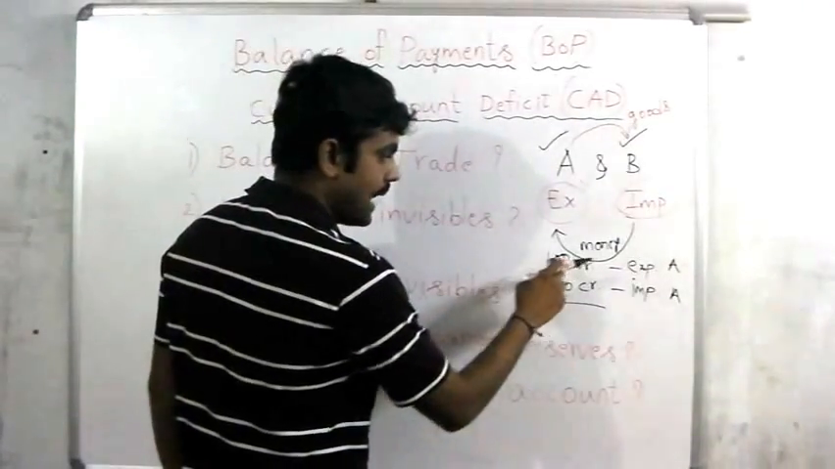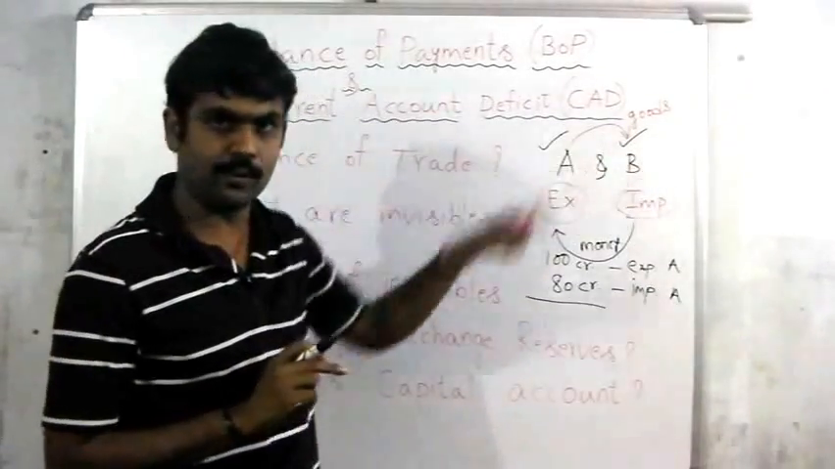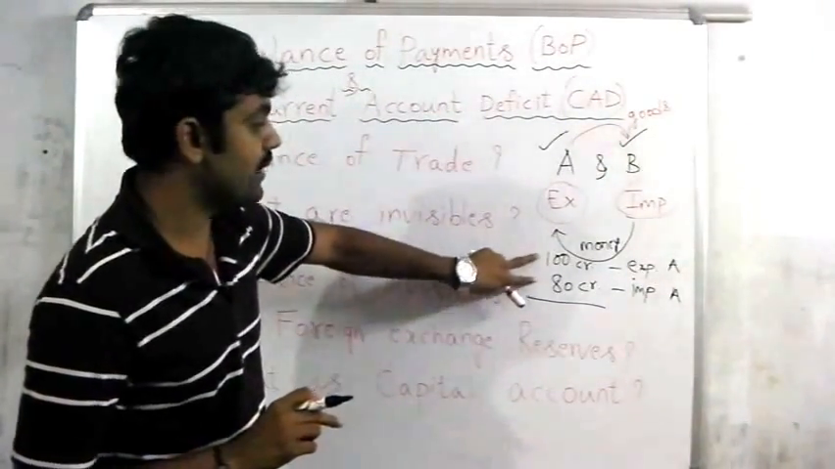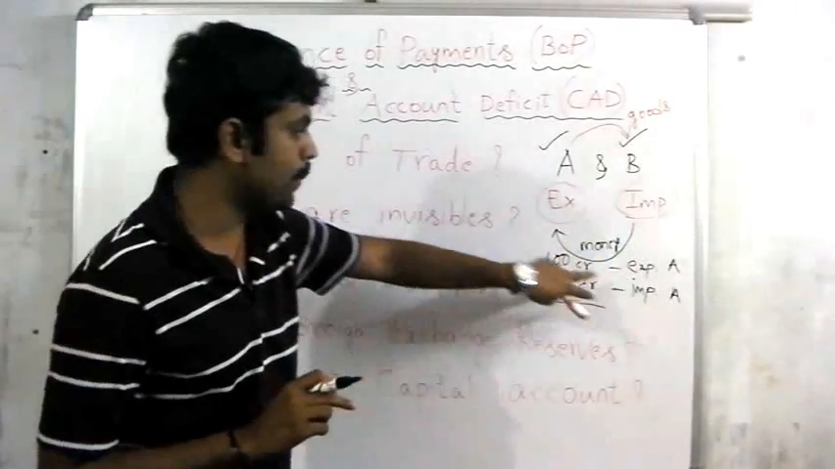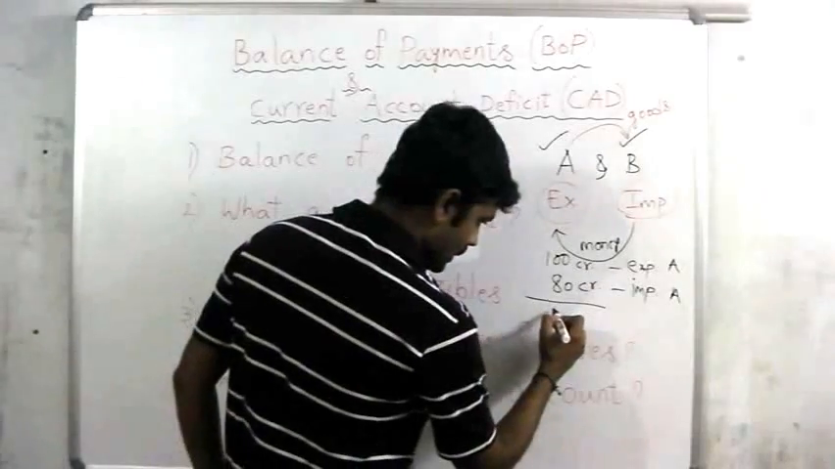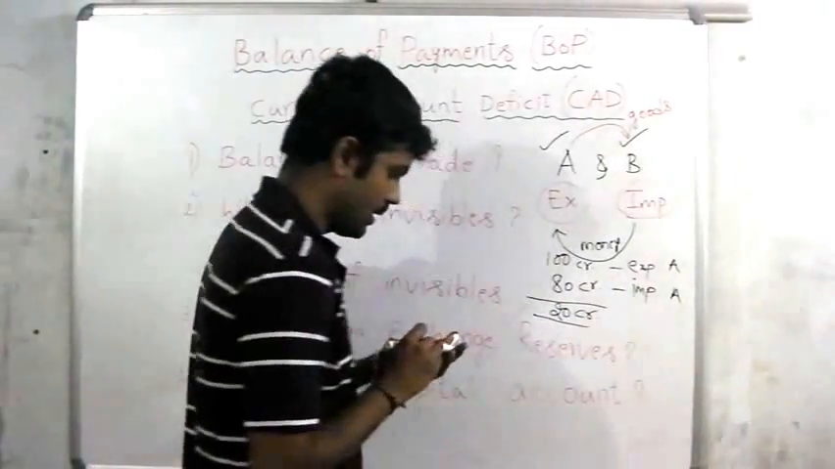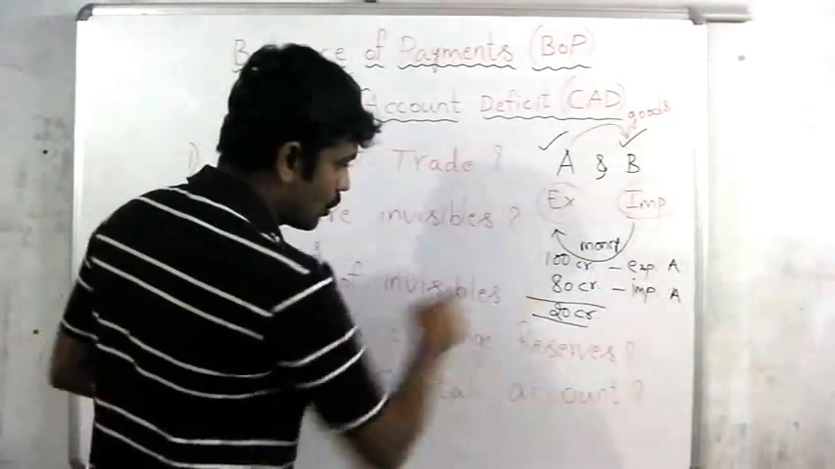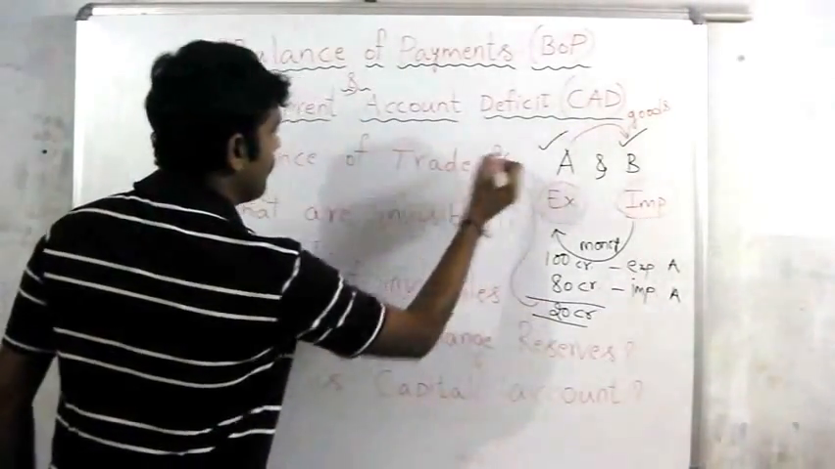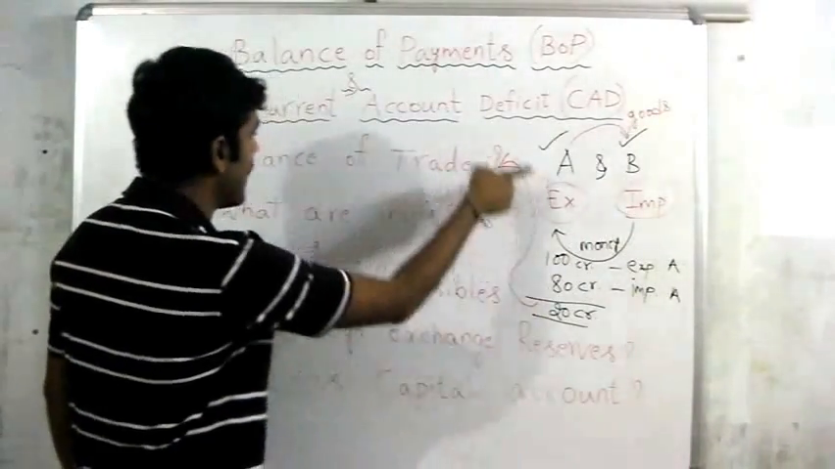Then it has done a trade with a foreign country in the form of exports and imports, and the gap between exports and imports in a trade, that is between 100 and 80, is 20 crores. And this 20 crores is the balance of trade. This 20 crores is the balance of trade.